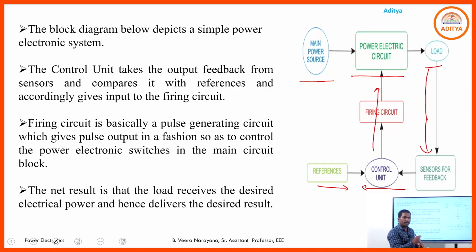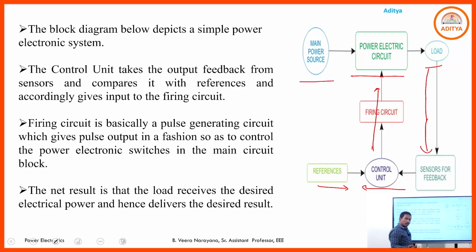In this control unit, it is compared with the reference input by using the comparator, and that error signal is given to the control unit. This control unit will generate the control signals which reduce the error, and that control signal is given to the firing circuit. Depending on the output of the control unit, this firing circuit will generate the pulses to these switches present in the power electronic circuit. Correspondingly, this power electronic circuit is operated, and the desired output voltage to the load can be fulfilled by using this power electronic circuit.